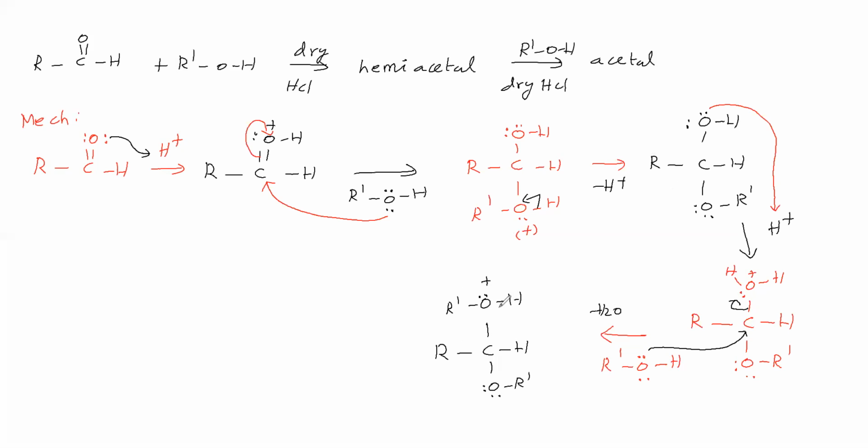Next step: this bond shifts to oxygen as a lone pair, so H plus leaves. We get RCH with this OR dash and another OR dash, each oxygen having two lone pairs. Now this carbon has two ether groups, therefore it is called an acetal. So an acetal is a carbon with two ether groups, and a hemiacetal is a carbon with one OH group and one ether group.